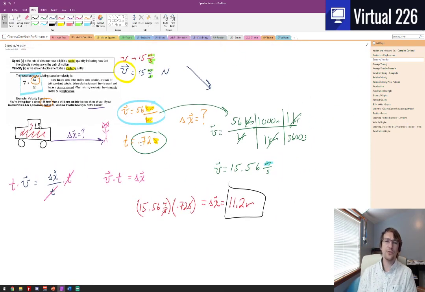This is how we can make use of a velocity or a speed equation, depending on if you have a scalar or a vector quantity, and just how we can manipulate the equation to solve some values out. But with that, this is finished. Go try some practice problems. We'll be talking about a slightly more complicated average velocity in one of our future videos.